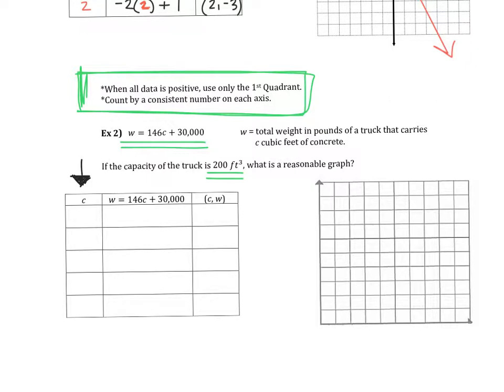Okay, so a truck could hold 0 cubic feet of concrete, right? So that's where we're going to start with this. Can you have negative amounts of concrete? No. So you're not going to use any negatives, so we're only going to be in that first quadrant on this one. What's the most concrete this truck can hold? 200, right? We said the capacity is 200 cubic feet. So that's the most. So our range is going to go anywhere from 0 to 200. So we just have to figure out what are some good numbers to put in between there for us to get a nice graph. Okay?